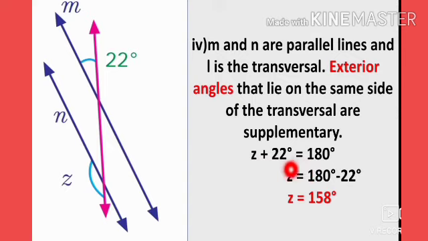So here we need to find the value of Z, the measurement of Z. So Z is equal to, when we bring 22 degrees to the other side, it becomes minus 22 degrees. So 180 degrees minus 22 degrees is 158 degrees. So the measurement of this angle is equal to 158 degrees.